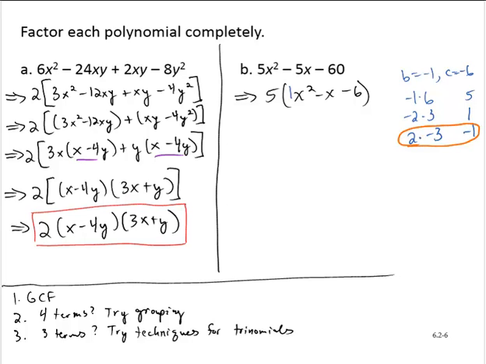So that tells me then I can write this as 5, and then I'd have x, and I'll write x plus 2 times x minus 3. So I have 5 times x plus 2 times x minus 3.